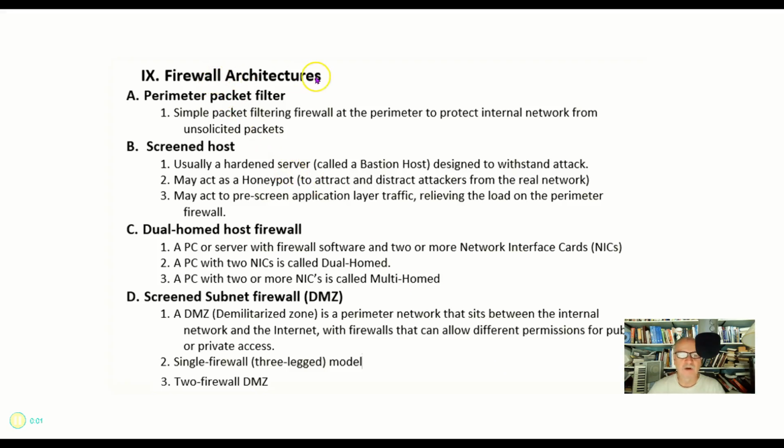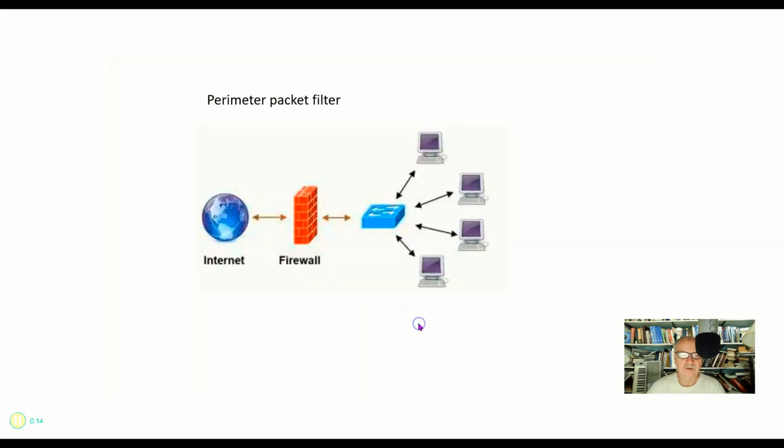When we talk about firewall architectures, we're talking about where do I place firewalls in my system. And I have 4 of them here: the perimeter packet filter, screened host, dual-homed host, and screened subnet. So let's take a look at all 4 of those.